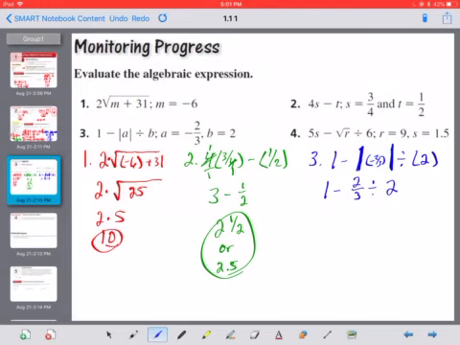Well, PEMDAS says parentheses, exponent, multiply, divide, add, subtract. So the divide's got to come before the subtraction. So the 1 minus is going to stay. But we have to do this divide fraction. Okay, so let's check it out up here. 2/3 divided by 2.